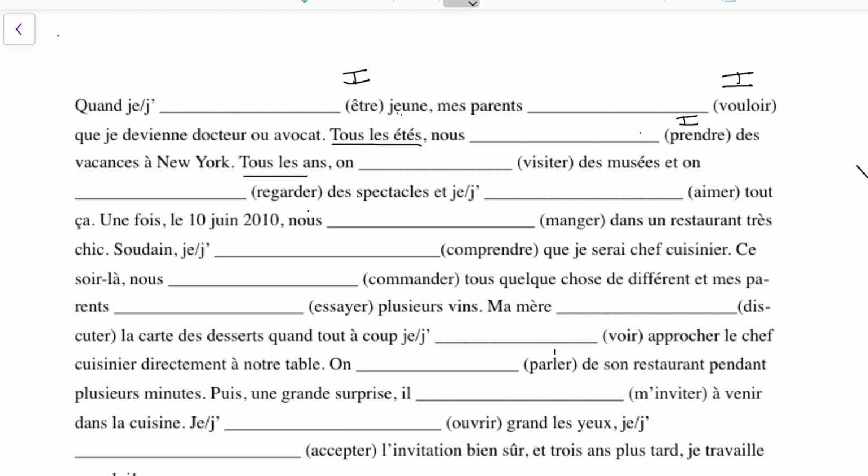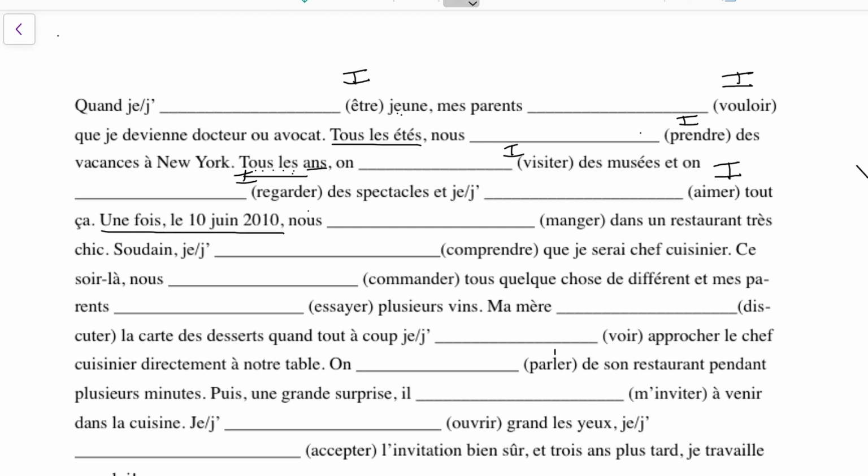Tous les ans, on blank, with visiter, des musées. Tous les ans, every year, also imparfait. On blank des spectacles, we watched shows. Still, it's going to be tous les ans, so the imparfait is still over this whole sentence here. Et je blank, with aimer, tout ça, I liked all that. Every year you did it, you liked it as a sort of general vibe, right? Like it's not a start-stop action. So that one also is going to be imparfait.